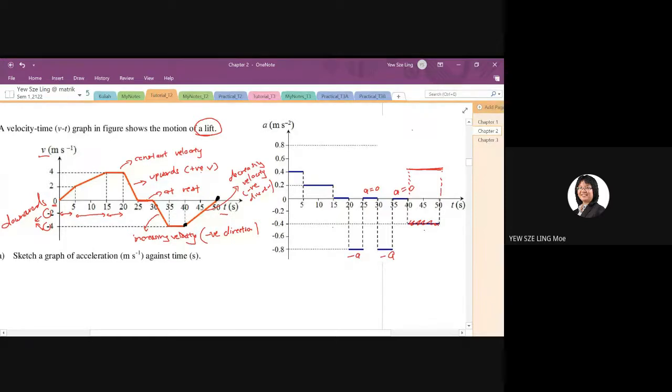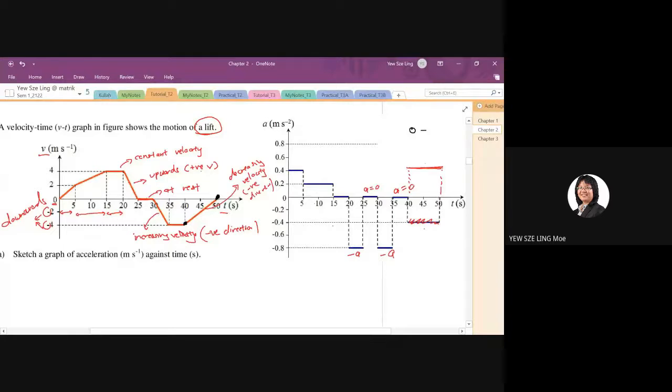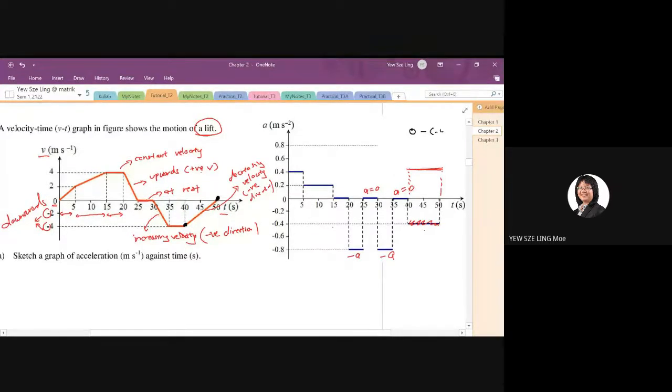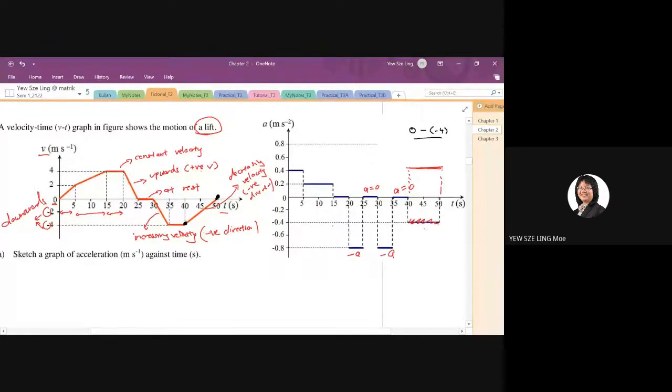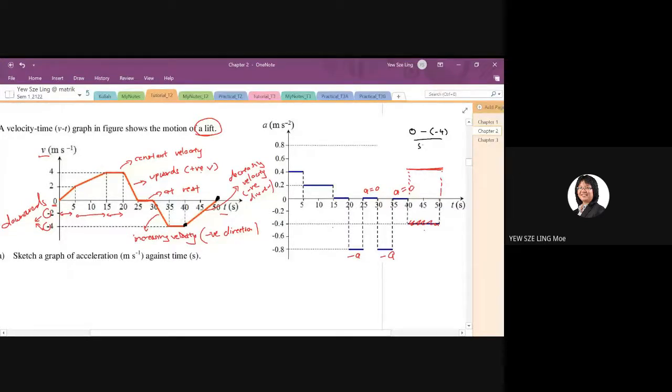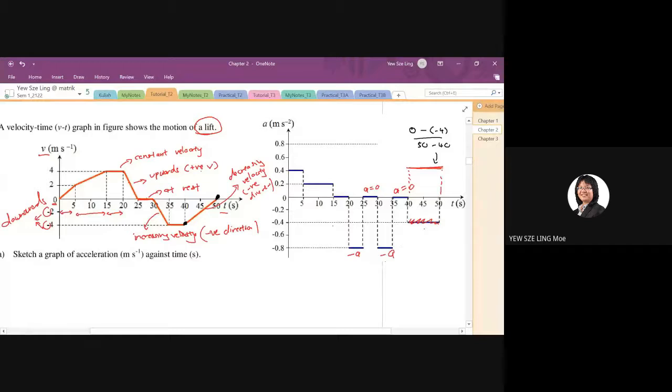So at time t equals 50, I have 0 velocity. So 0 minus negative 4, divided by 50 minus 40. So I should obtain a positive A. And then how do I know this is a negative A?